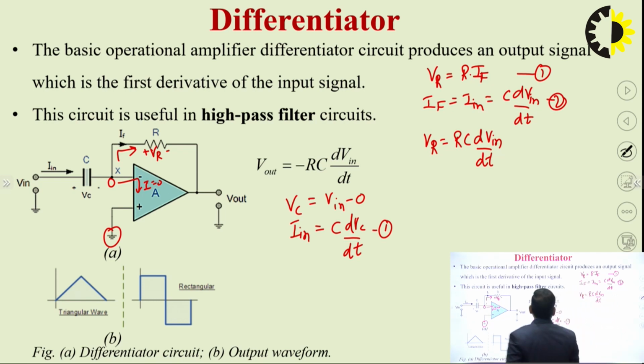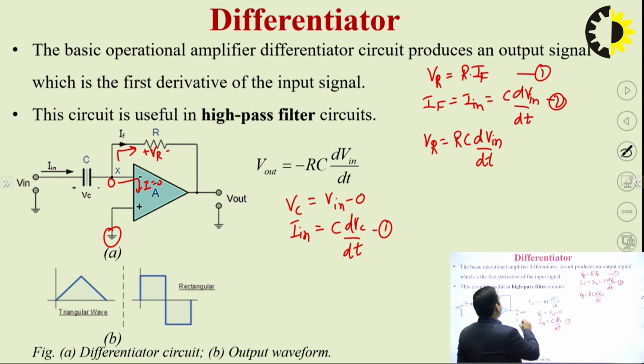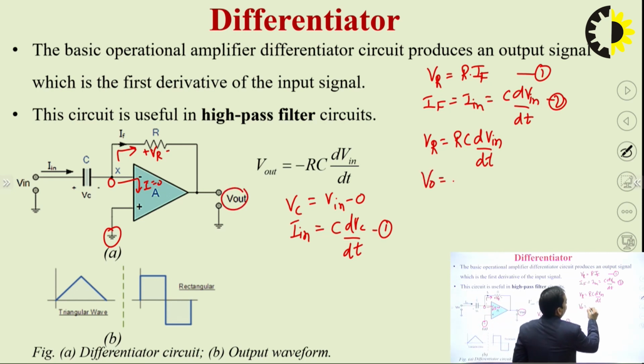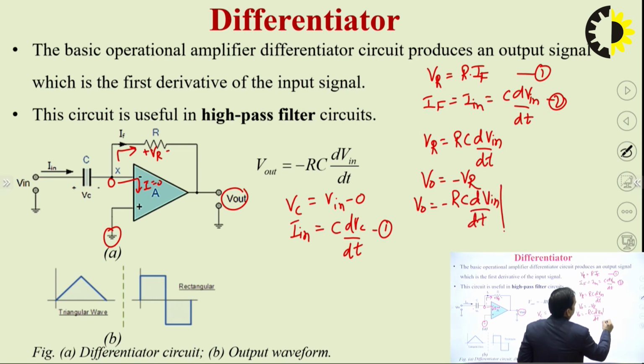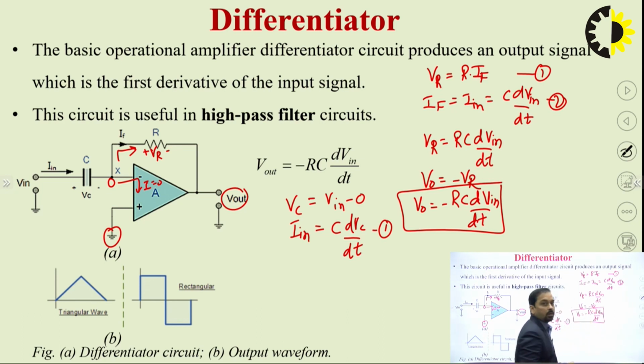Now RC is the time constant. Also, the relationship between the output and VR is V naught equals minus VR. So the final expression is minus RC dV in by dt. Again, if we provide a triangular pulse, something like this, we get a signal which is a square pulse or a rectangular kind of signal.